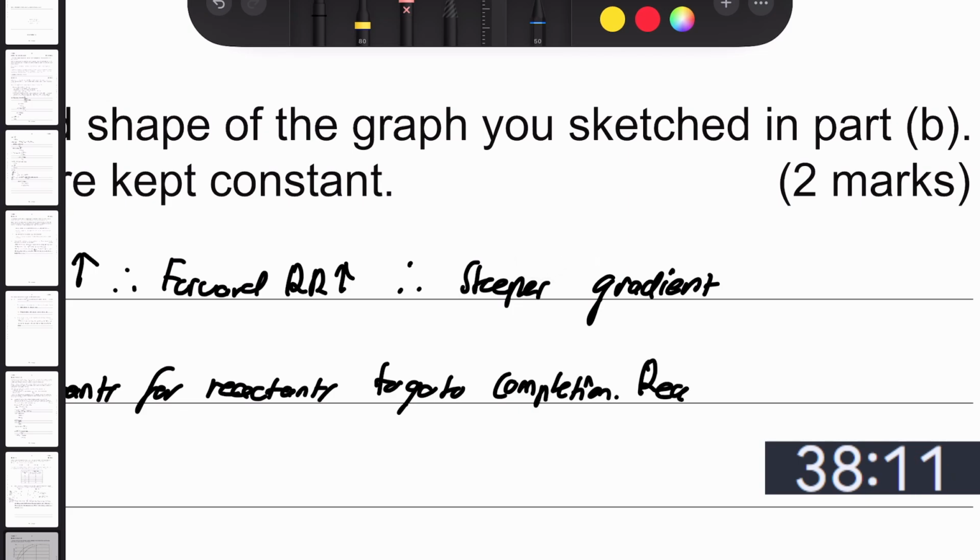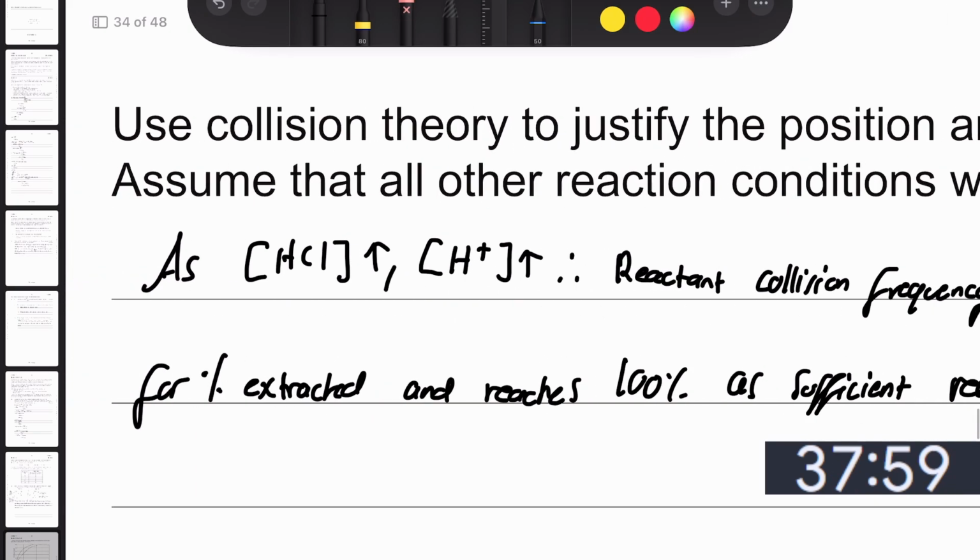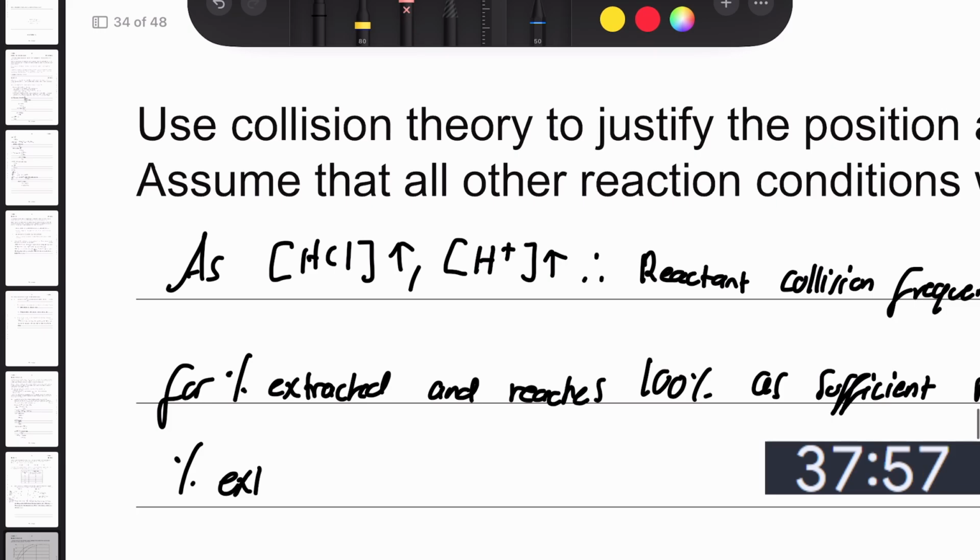Reaches completed or reaches final percentage extracted sooner due to increased reaction rate.